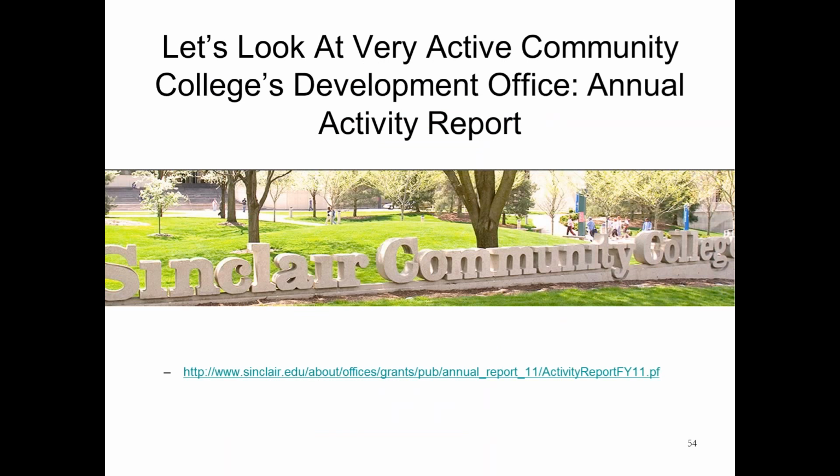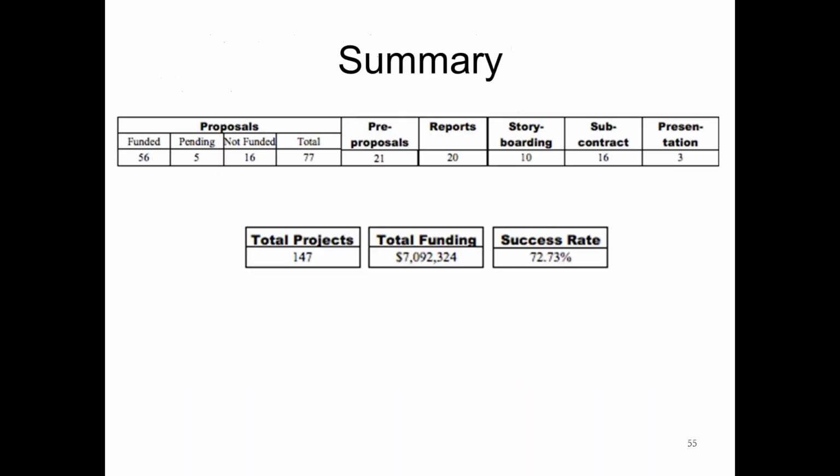Let's take a look now at a very active community college's development office at Sinclair Community College. Many of you know Sinclair in Ohio. Here's their annual activity report. So I just went right into it. It's online, and I looked at some of their performance indicators. None of this would surprise you. Look at the upper left. Proposals, number funded, pending, not funded, pre-proposals, not too many people do pre-proposals anymore. Reports, oh, that's good. Storyboarding.